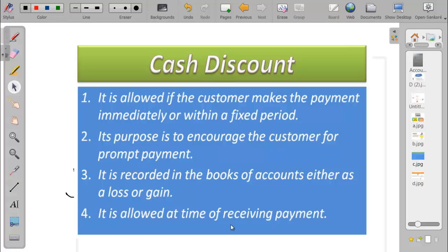Now the fourth point is what? It is allowed at the time of receiving payment. The moment we get the payment, at that time we will allow discount, not at the time of sale. We will not allow this discount at the time of sale. We will allow this discount only at the time of receiving payment. So this is all about cash discount.